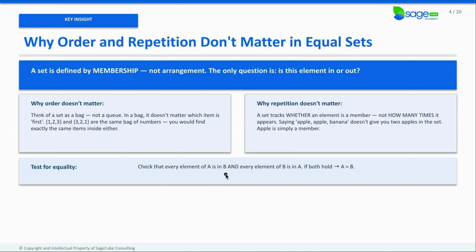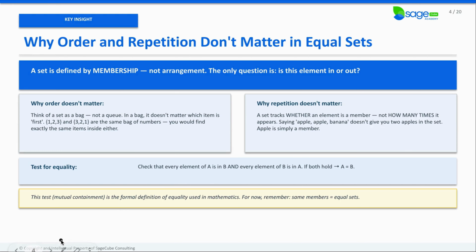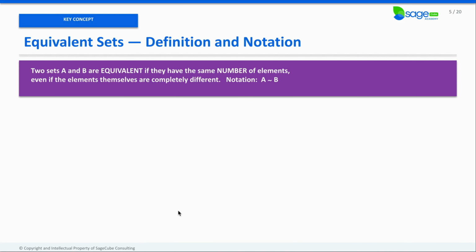If both conditions hold, then A equals B. Okay, so this is the formal definition of equality used in math. For now, remember, say equivalent set. Two sets are said to be equivalent if they have the same number of elements. Even if the elements themselves are completely different, but they have the same number of elements, then we say they are equivalent. And we use this symbol to denote the equivalence. We don't use equal to here.